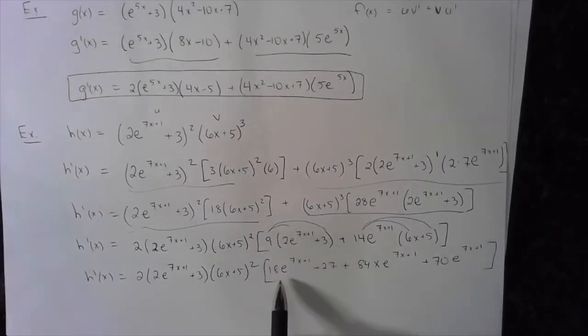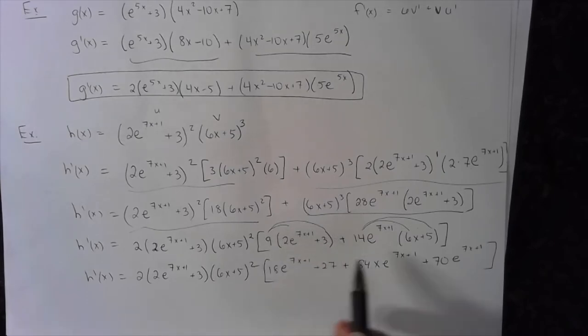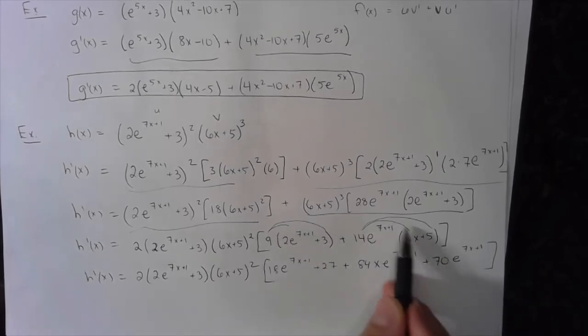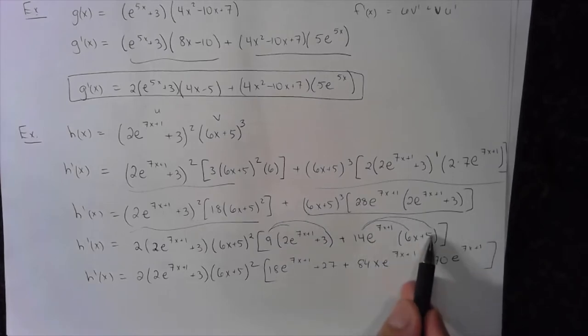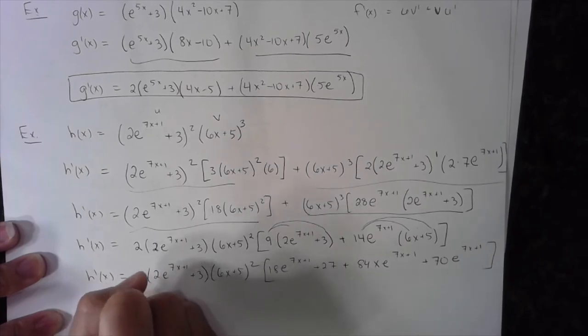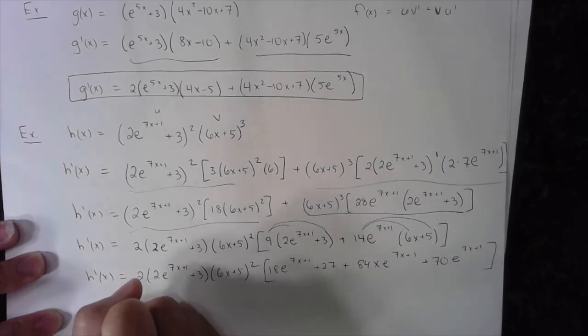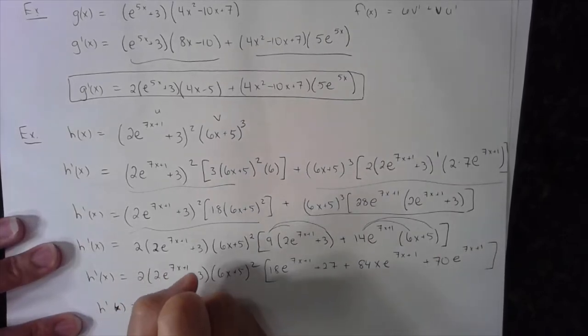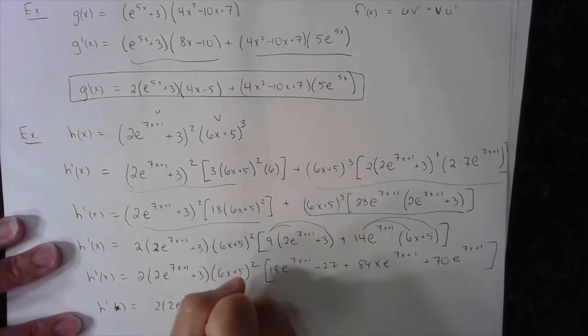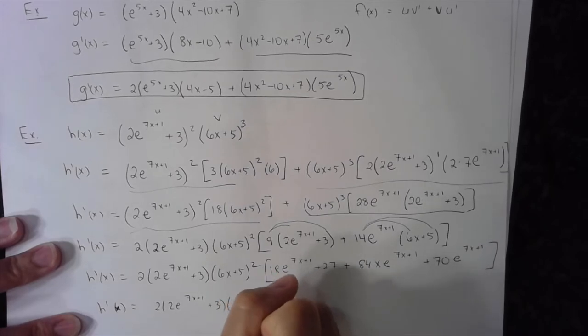Okay, so I distributed here. Let's double check it. 14 times 6 is 84x, e to the 7x plus 1. And then 5 times 14 is 70, e to the 7x plus 1. Do I have like terms? I think that I do. We're getting there, guys. We're getting there. Patience. All this in the beginning is still just the same. Boom, boom. Copy it down.